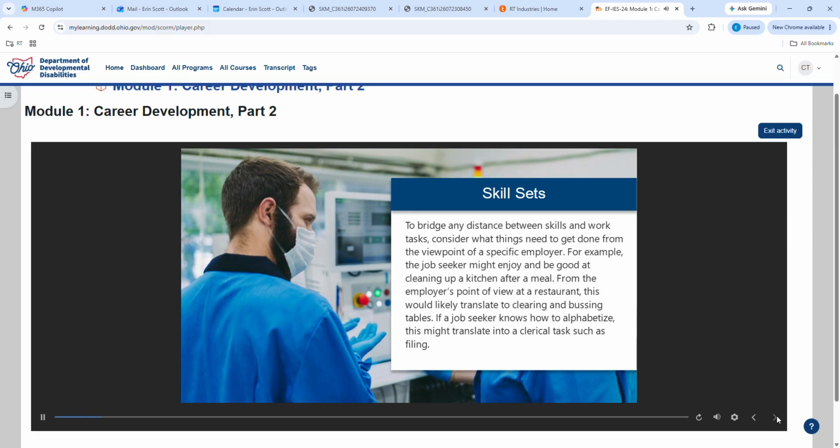To bridge any distance between skills and work tasks, consider what things need to get done from the viewpoint of a specific employer. For example, the job seeker might enjoy and be good at cleaning up a kitchen after a meal. From the employer's point of view at a restaurant, this would likely translate to clearing and bussing tables. If a job seeker knows how to alphabetize, this might translate into a clerical task, such as filing.